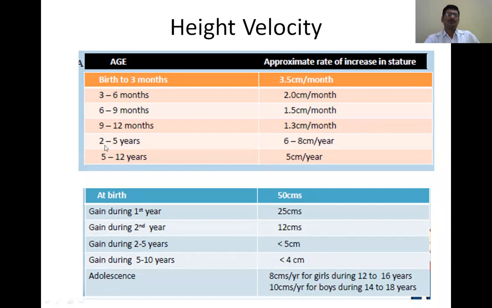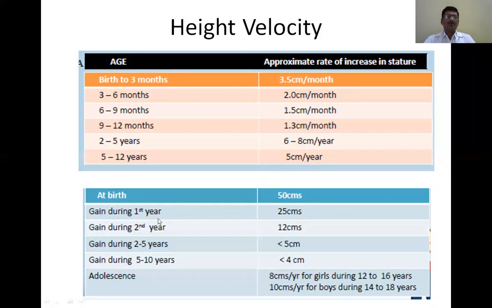Between 2 and 5 years, during this period, it is about 6 centimeters per year. And beyond 5 up to 12 years, about 5 centimeters per year. This is the height velocity, the rate at which height gain occurs.